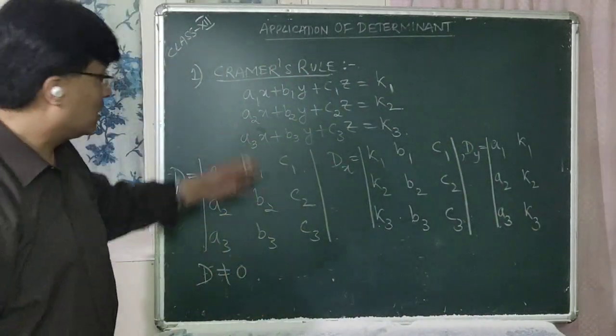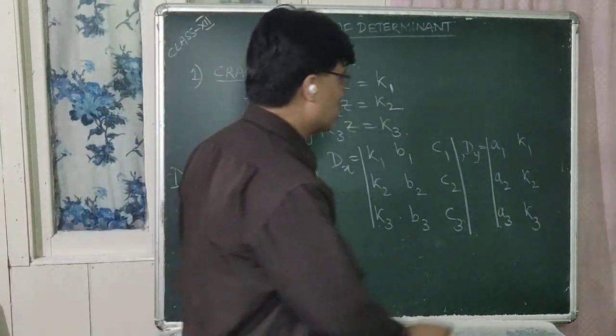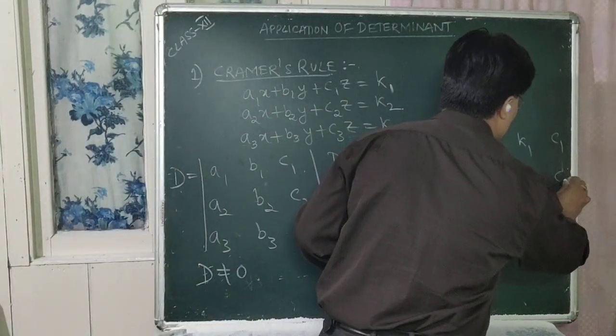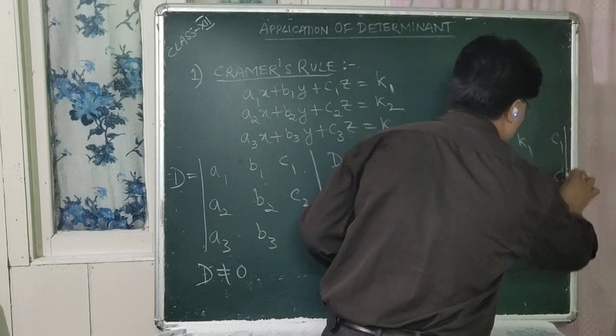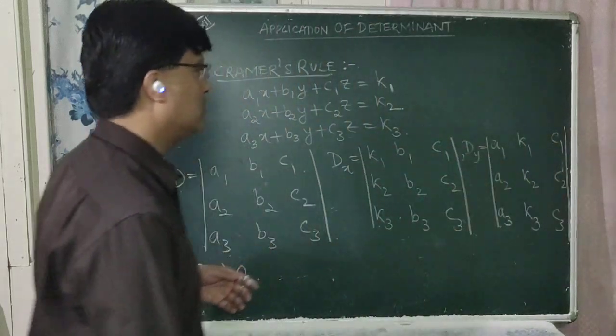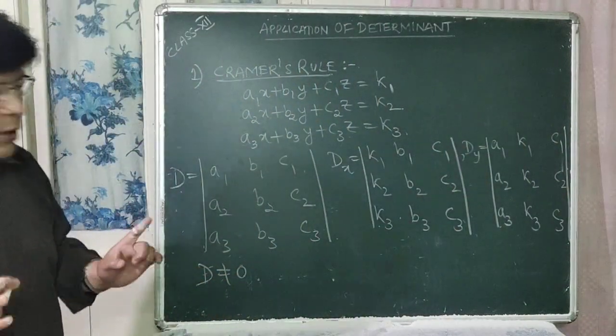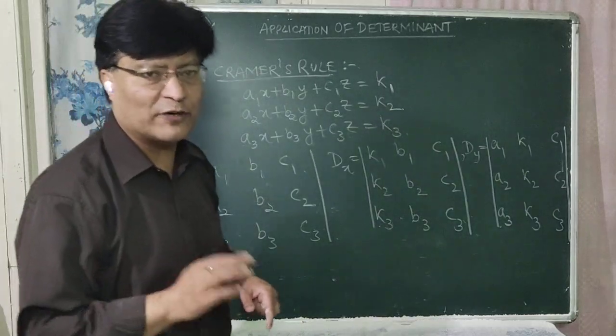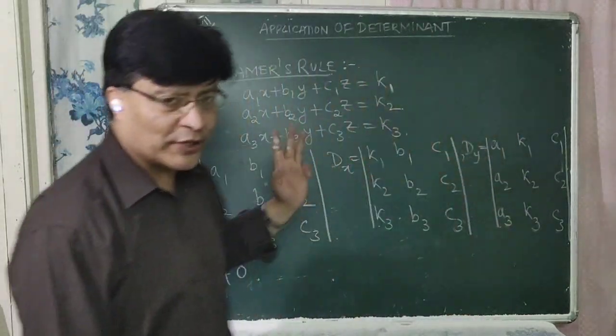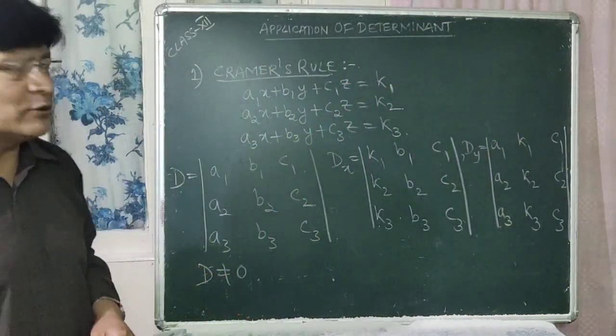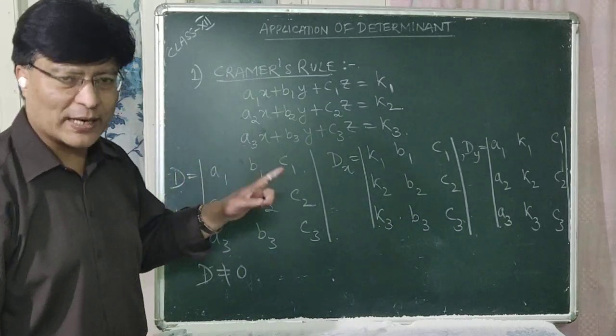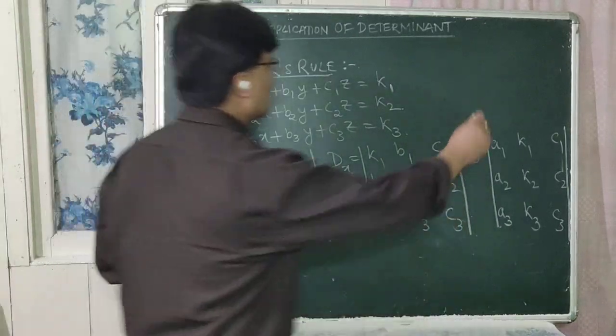Is that clear now? Also the third column remains the same. What is the third column? c1, c2, c3. So this is the third column. Now you also have to get the value for dz, isn't it? There are three equations with three unknowns and you have to get the values of x, y as well as z. Okay. Now what is dz?